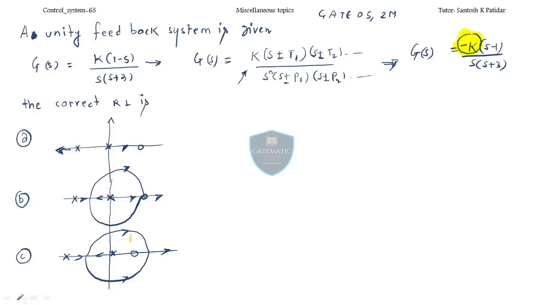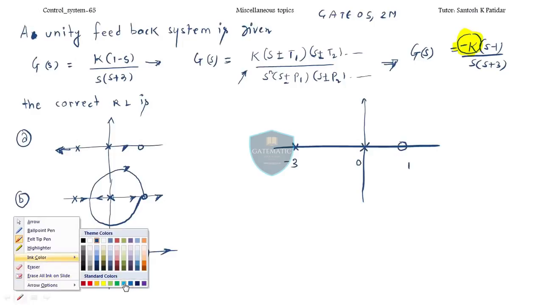Now I'll start the plotting. Here my zero is equal to 1. Here is your pole, and here is another pole, that is at -3 and 0 and 1. Now let's find out the RL branches.